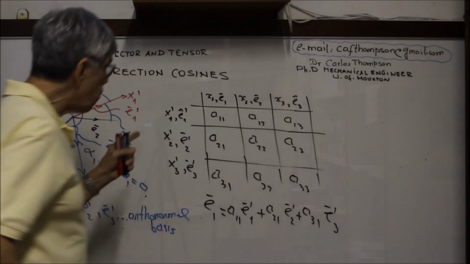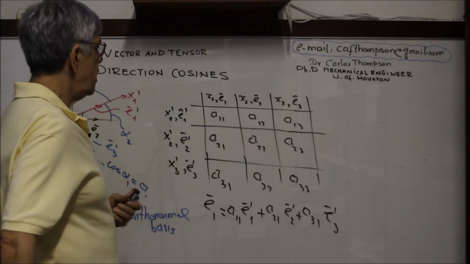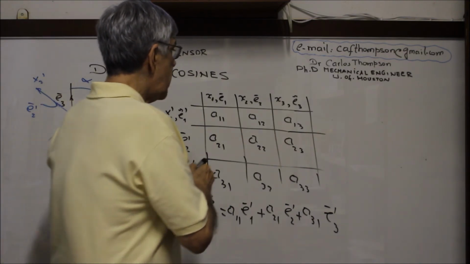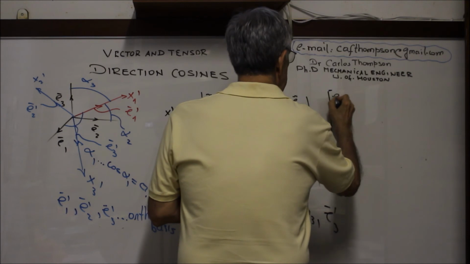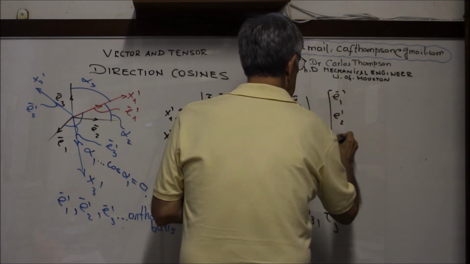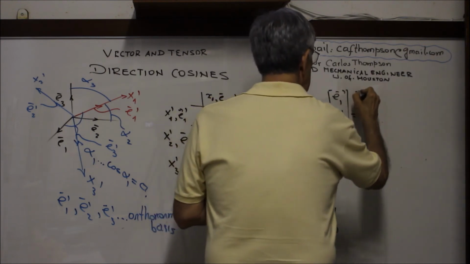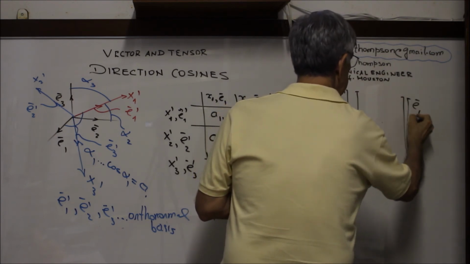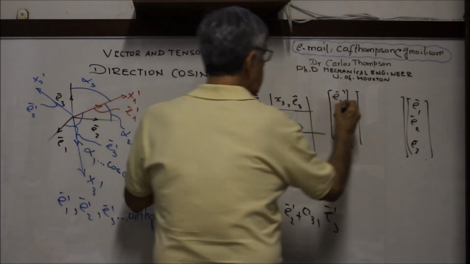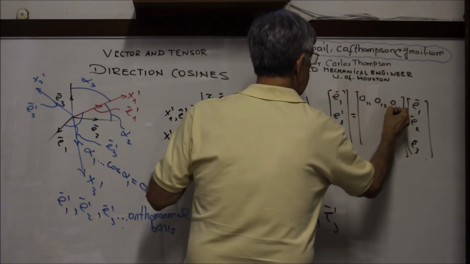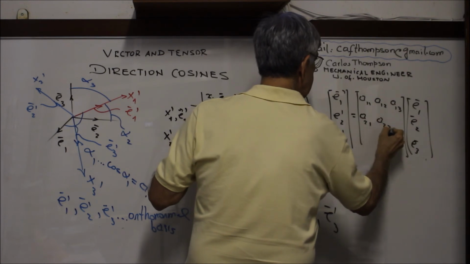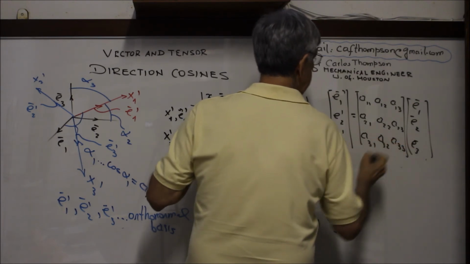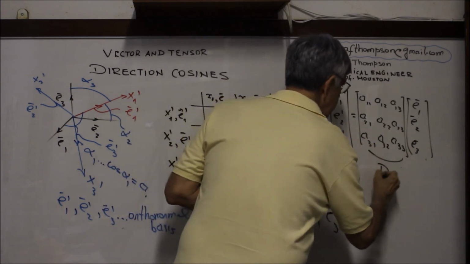You have seen this before, the transformation when we study similar matrix. This is called the transition matrix. I can write it like this: E prime 1, E prime 2, E prime 3 is equal to E1, E2, E3 times the matrix with A11, A12, A13, A21, A22, A23, A31, A32, A33. This is prime, so I call this P minus 1.